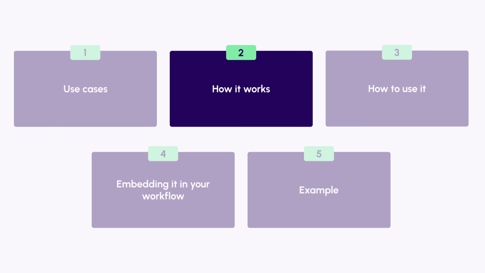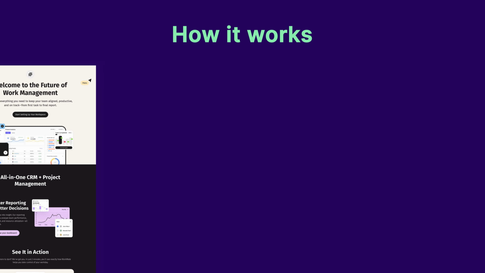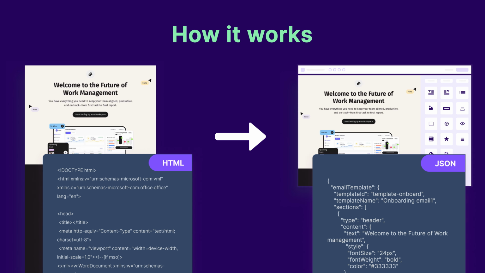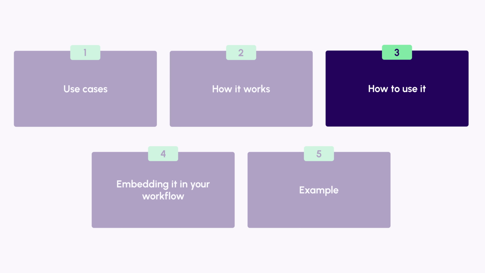Now let's quickly talk about what the HTML Importer API actually does. It takes static HTML emails and transforms them into Beefree SDK's native JSON format, ready to load in the builder for quick editing. This is great for teams looking to migrate existing templates or uploading HTML templates to edit. Now let's talk about how to use it.